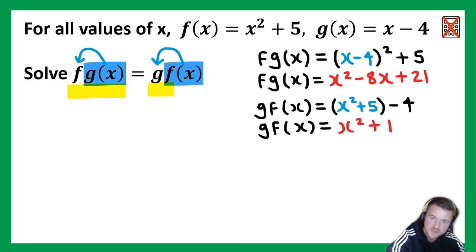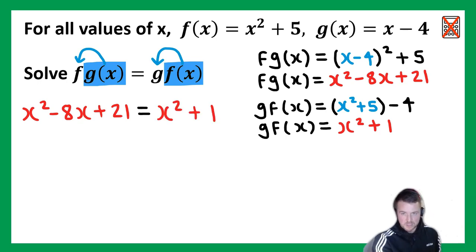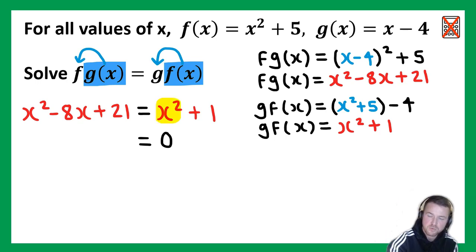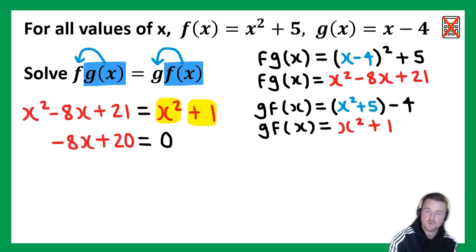Now since I'm solving when these two composite functions are equal to each other, I can make x squared minus 8x plus 21 equal to x squared plus 1. This could be solved by rearranging to make equal to 0, which will involve subtracting x squared and 1 from both sides, leaving me with negative 8x plus 20 is equal to 0.